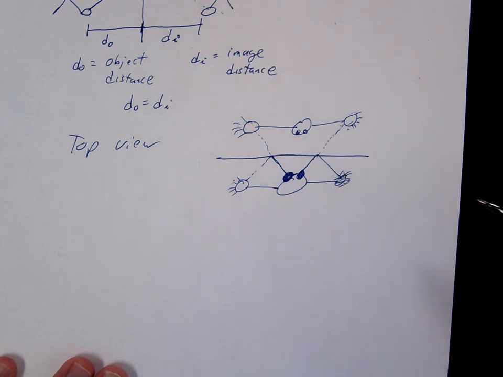If you've ever looked at words in the mirror, what happens to the letters in the words? They flip around. Yeah, so they flip around. And that's the reason why.